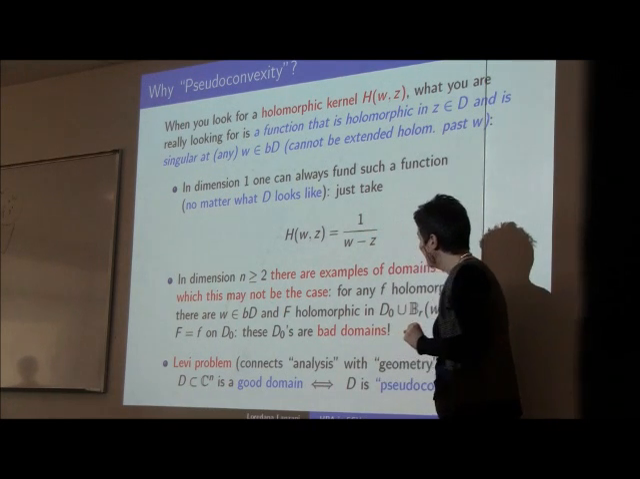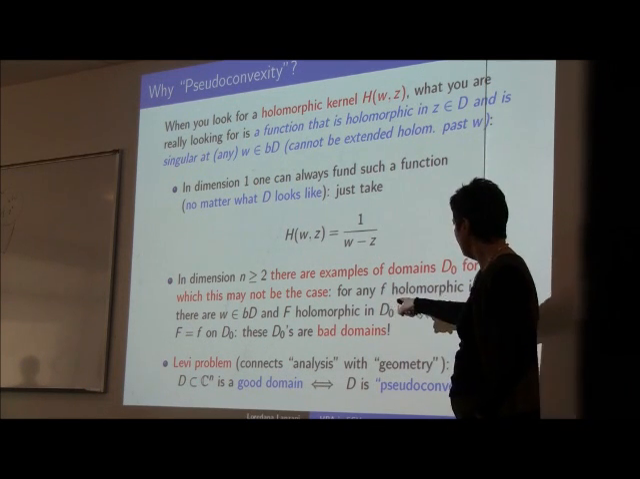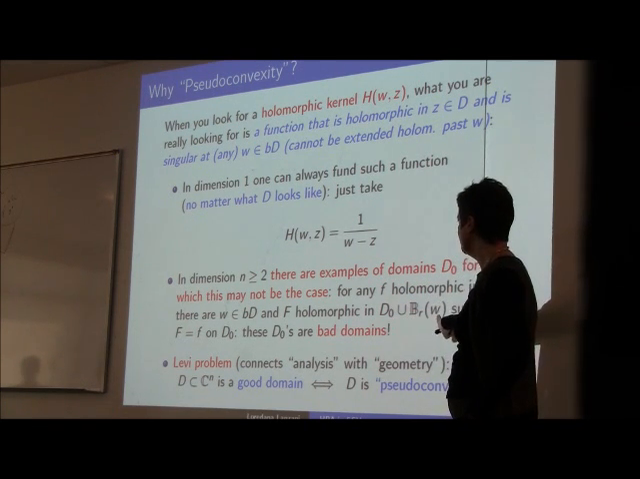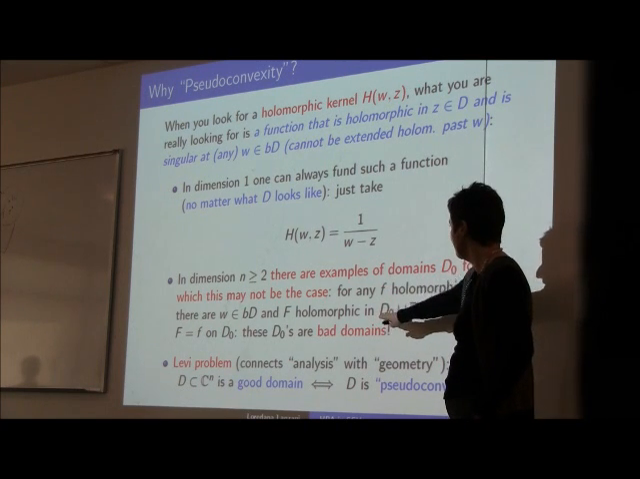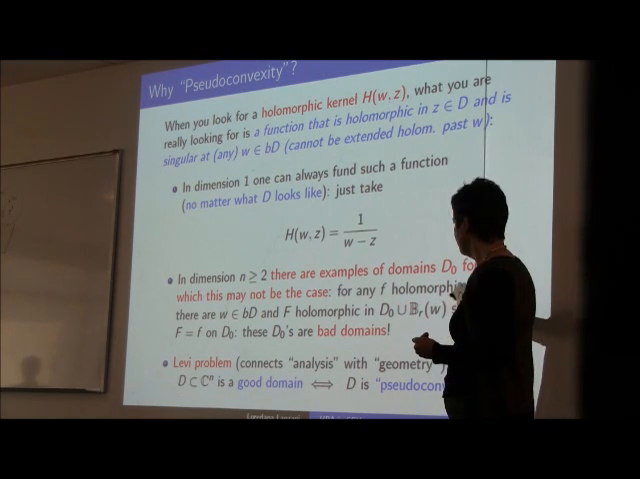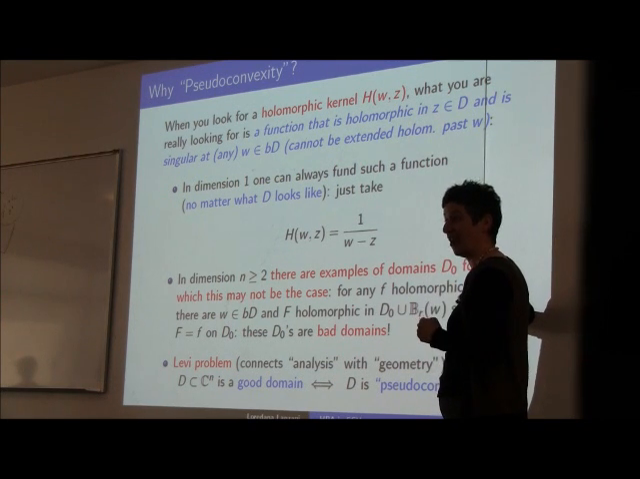Okay? On the other hand, in complex dimension 2 or higher, there are indeed examples of domains for which this may not be the case. In other words, you can have points in the boundary such that there is a neighborhood of that point with the property that any function that's analytic in the domain can be extended analytically past that point. It's the discovery of this phenomenon in the early 1900s, 1910, by Hartogs, that marked the birth of several complex variables as a subject in its own right.